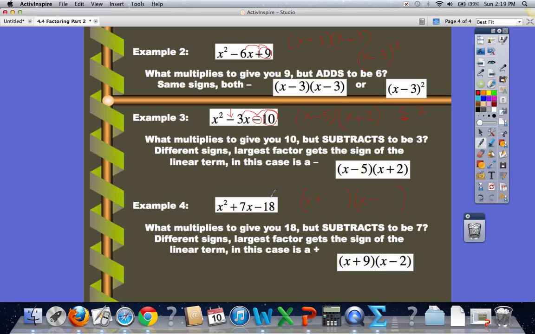Then you say to yourself, factors of 18 that subtract to be 7. Factors of 18 are 1 and 18. That doesn't subtract to be 7. 2 and 9. 2 and 9 subtract to be 7. So then you look, and the biggest number between 2 and 9 is 9. 9 gets the plus. So 9 goes here, and then 2. And then if you want to check it by distributing back, you will get this trinomial.